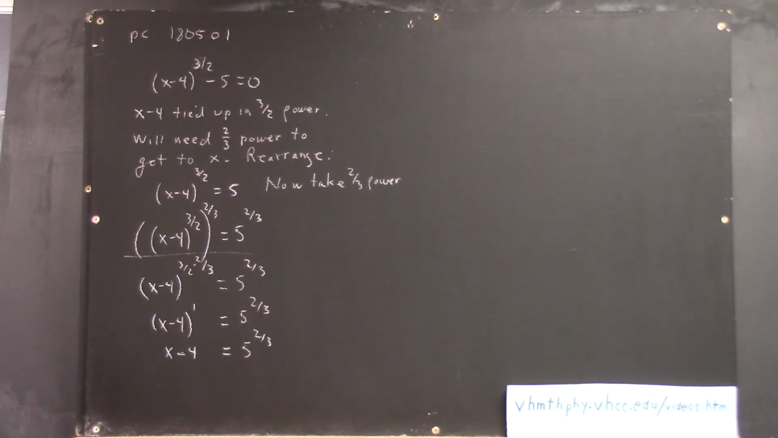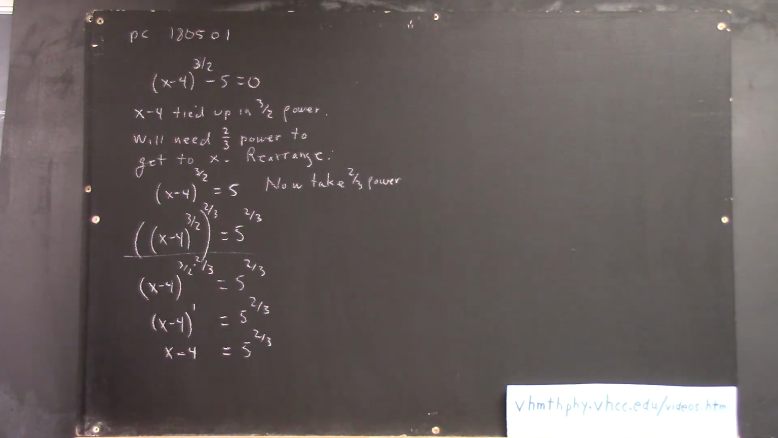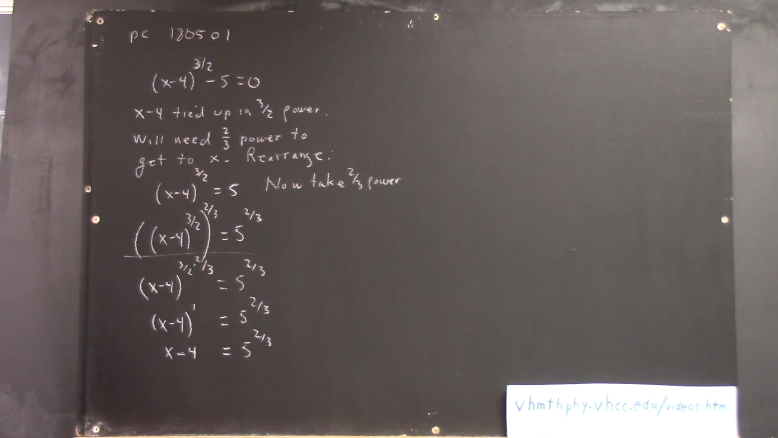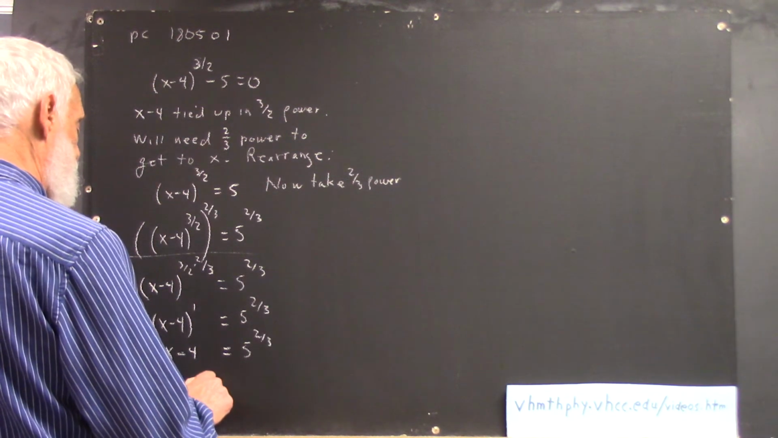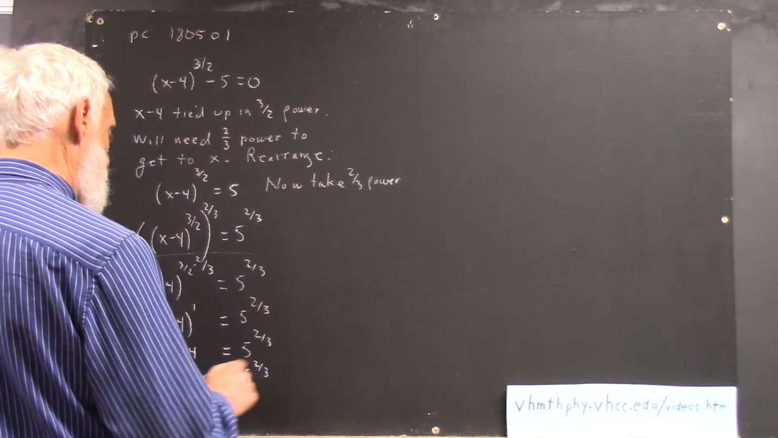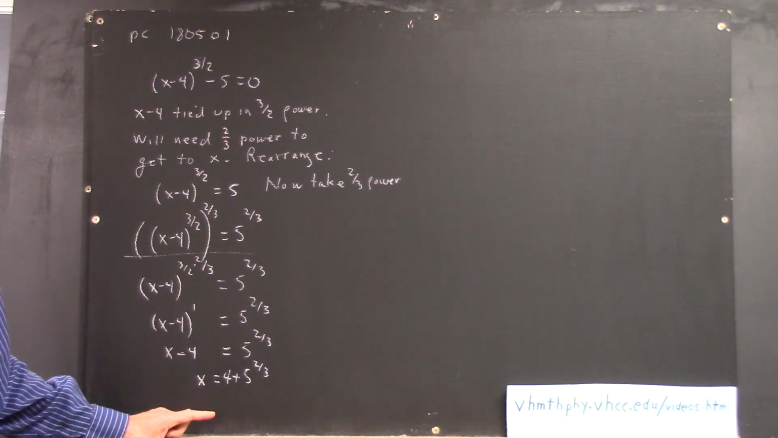Well now, if x minus 4 equals 5 to the 2/3, can you tell me what x is? Well, if x minus 4 equals something, x equals 4 plus that something, right? And formally, we add the 4 to both sides. Then we get x equals 4 plus 5 to the 2/3. That's an exact solution.